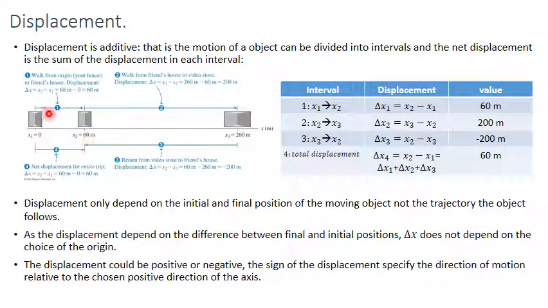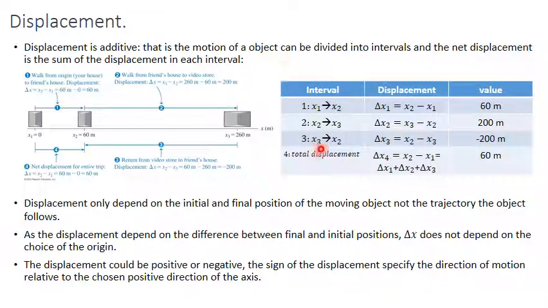In the first interval, if we look here at the table, we go from x1 to x2. So the displacement delta x1 is x2 minus x1, and this would be plus 60 meters. Then in the second interval, so you see every time I'm defining a displacement, I'm defining it in an interval. So I have to have initial time and final time, or initial position and final position. So in the second interval, I went from x2 to x3. So I got my displacement delta x2 as x3 minus x2, which gives me plus 100 meters.